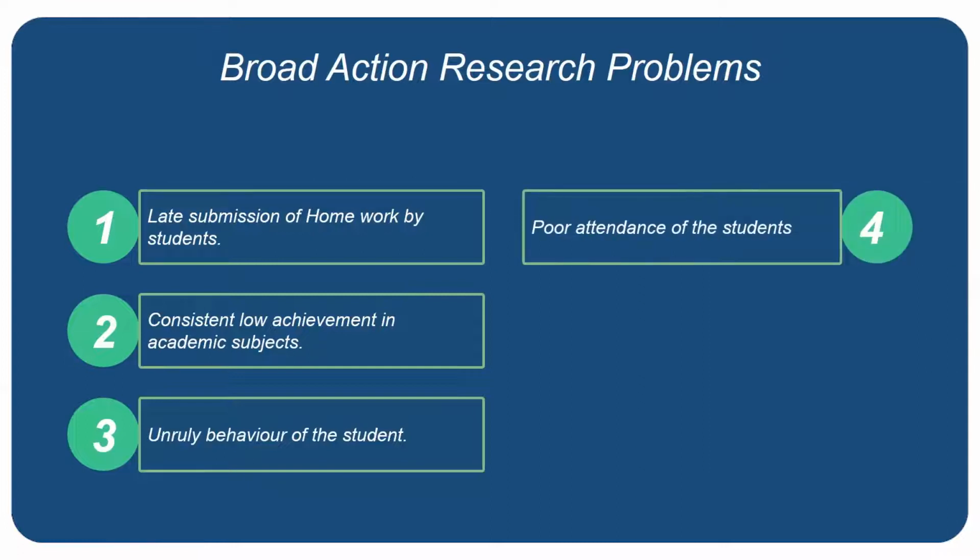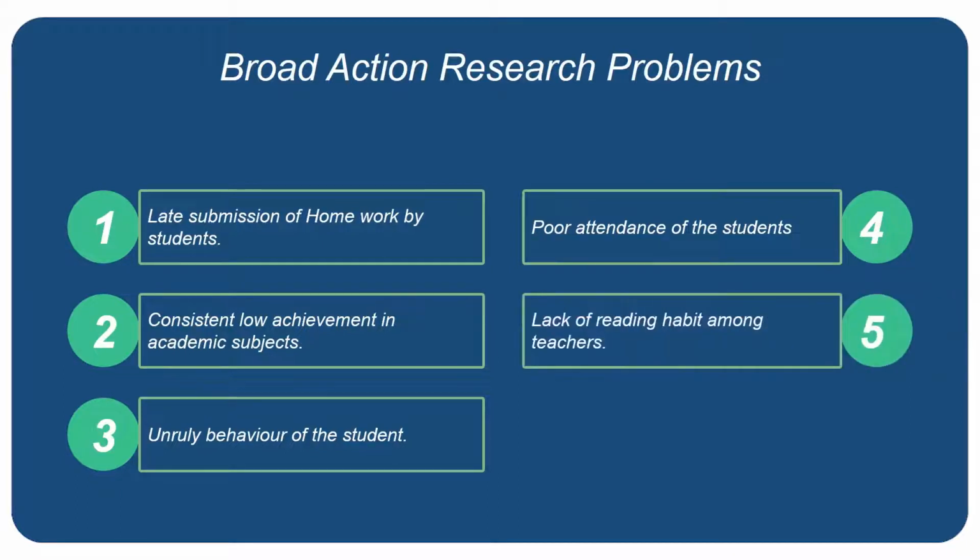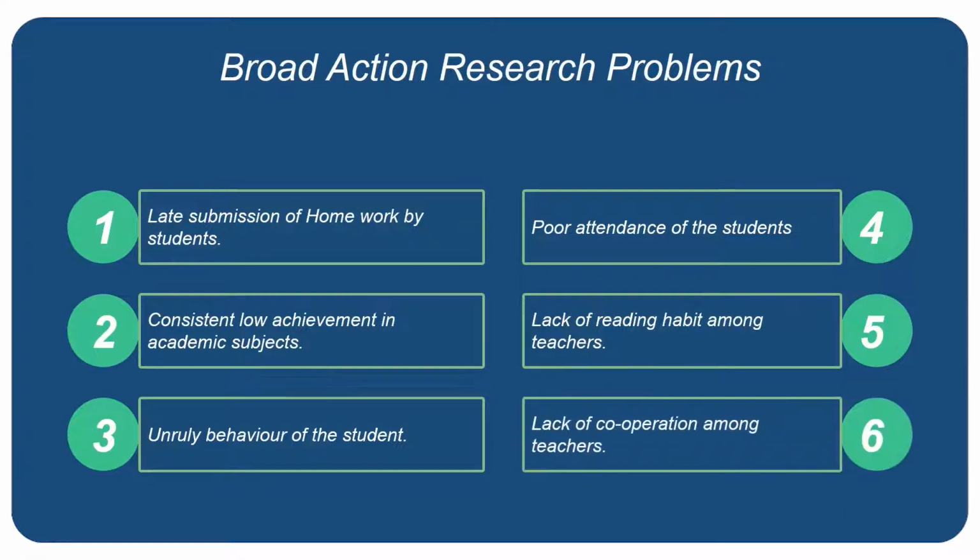Poor attendance of the students, overall it's a general nature, so therefore this can also be considered as a broad action research problem. Then lack of reading habits among teachers, for example, teachers themselves lack the extra material that needs to be studied. As a head of the institution, as a principal, one is looking and saying that the teachers are lacking the reading habit or enriched material, or say for example lack of cooperation among the teachers. These can be taken as, or similar things can be taken as broad action research problems.